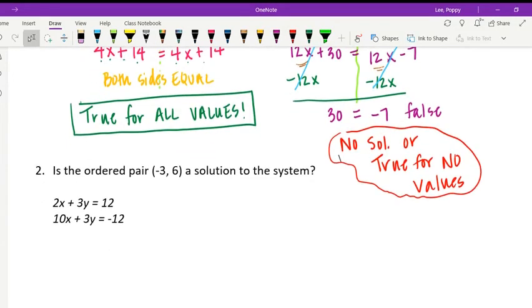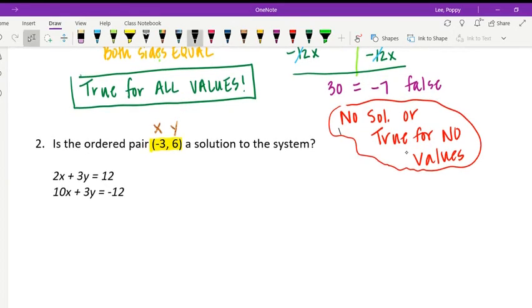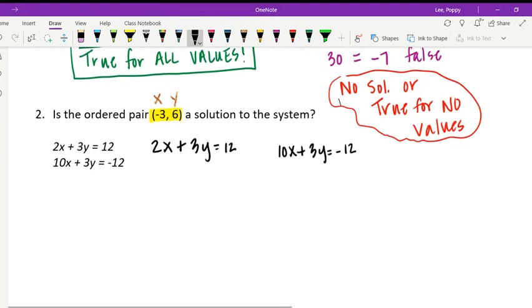Number 2, is the ordered pair negative 3, 6 a solution to the system? So on this one, make sure, again, we're going to plug in negative 3 for x, and we're going to plug in 6 for y. I want everybody to write that down so you don't forget that you're plugging those two values in. At this time, please pause the video after I explain what's going on so you know how to do this one correctly and practice it. Remember, if it's truly a solution, it's going to make both of these equations true when you plug in the values. So I just like to rewrite the two different equations, and then I'm going to plug in my values. So go ahead and pause the video and do so at this time.